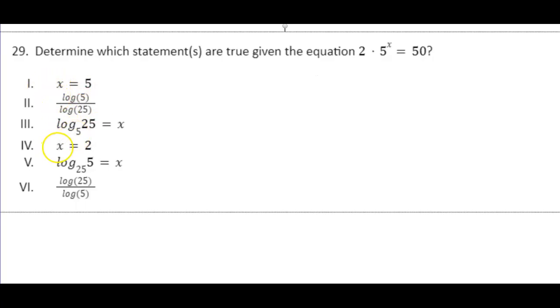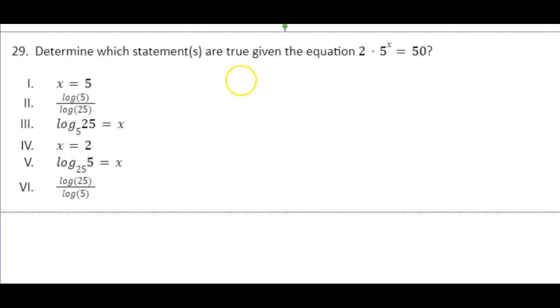You've got two that have to do with the solution, solving for x. You have two that look like you're doing the change of base formula, and you have two that look like you're converting it to a log function. So why don't we do all three of those things and see what we can get.